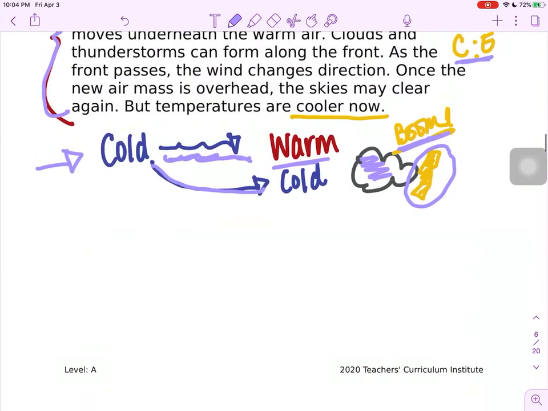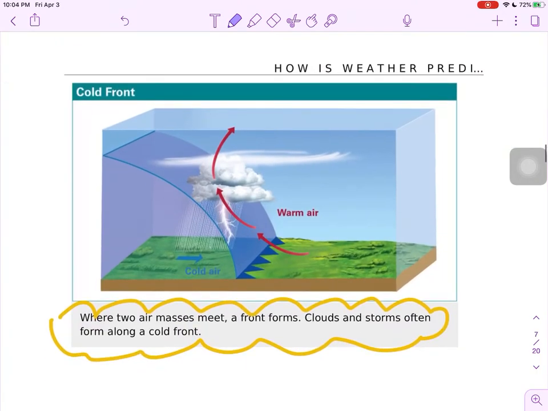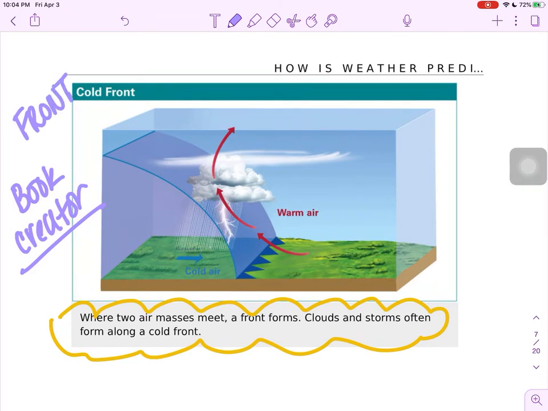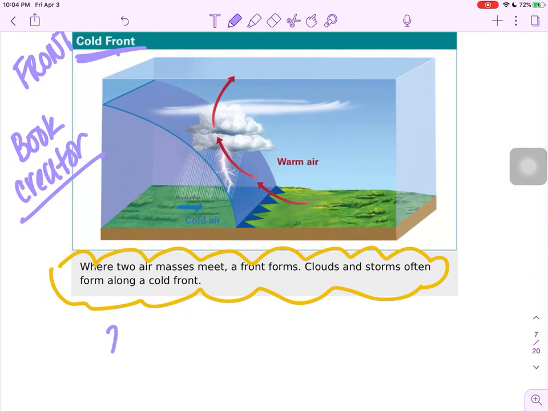And then, because my picture is not spectacular, of course, they have a much better picture that you would probably use for your book creator if you were still inclined to do that. For my people who like to go the extra mile, you could put this in for fronts. As you can see, it says cold front there. So where two air masses meet, a front forms. Clouds and storms often form along a cold front. These would be my two big takeaways from this section.